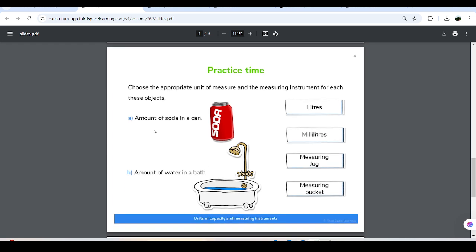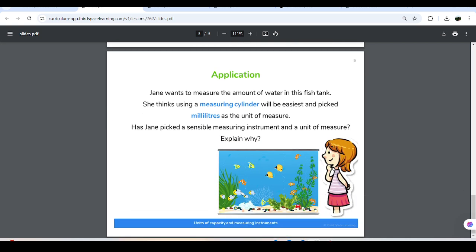Now you have to choose the appropriate unit to measure these things and which measuring instrument you would use. The amount of water in a bathtub, measuring a bucket. Yes, very good. Correct.